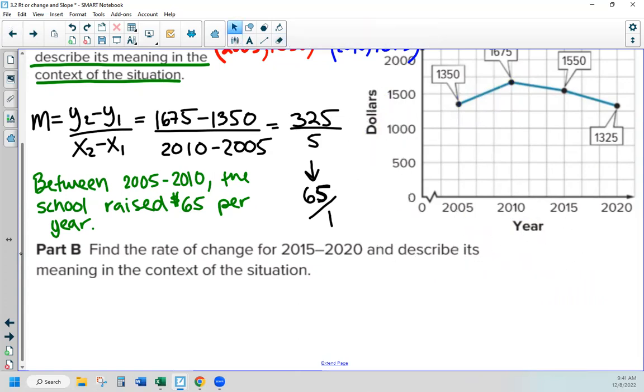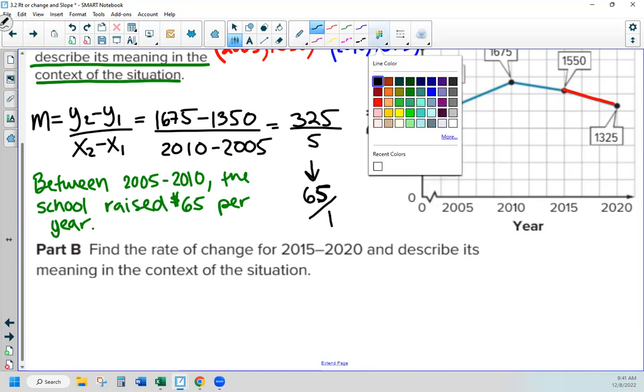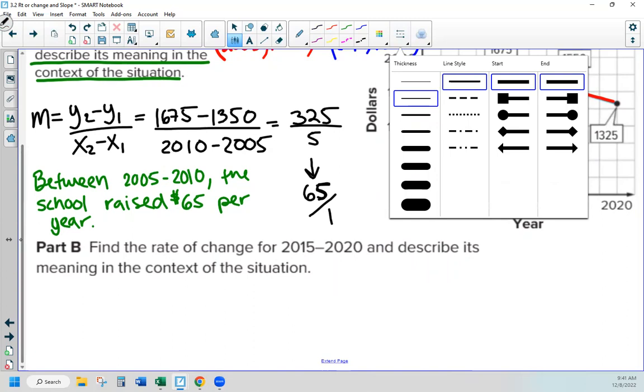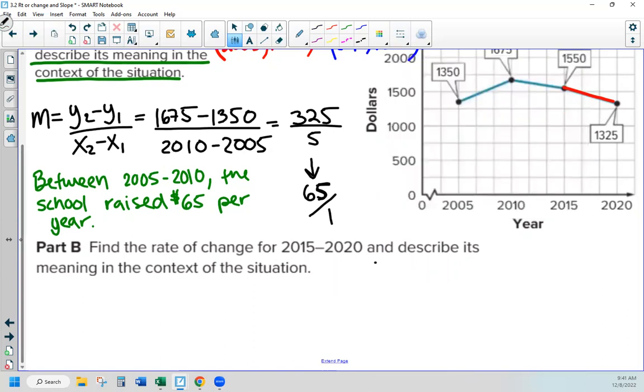B, find the rate of change from 15 to 20, and describe its meaning in the context of the situation. So as we said earlier, 15 and 20, it's a downward line. So I'm going to put a negative here. So I should have a negative slope. All right, let's do 15 and 20 here. First, let me go ahead and select my x1, y1, x2, y2. And I think it makes sense to put it in order, right? x1, y1, and x2, y2.